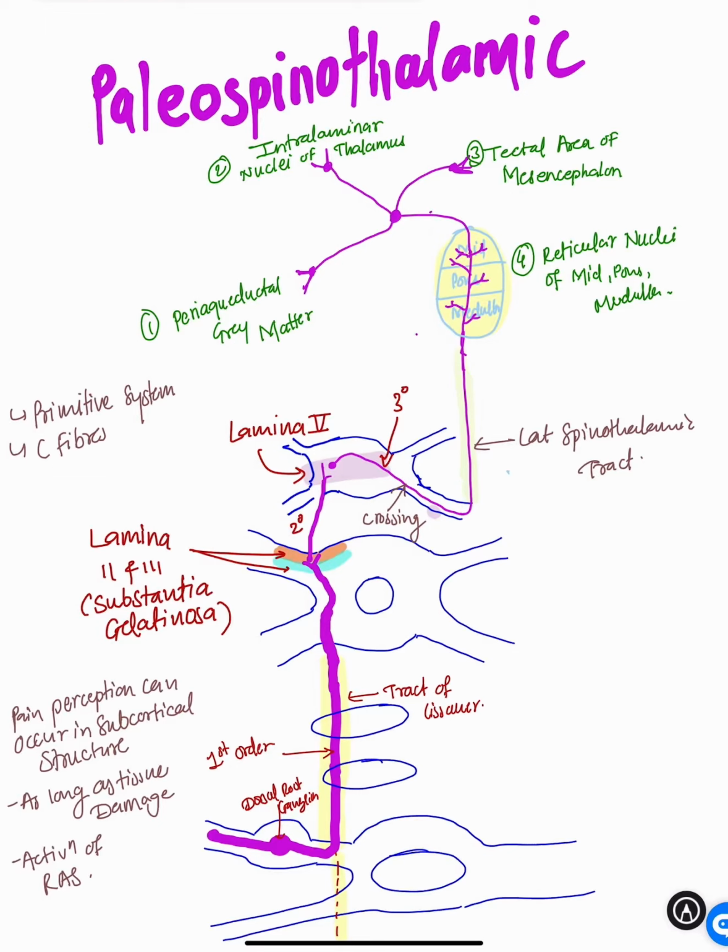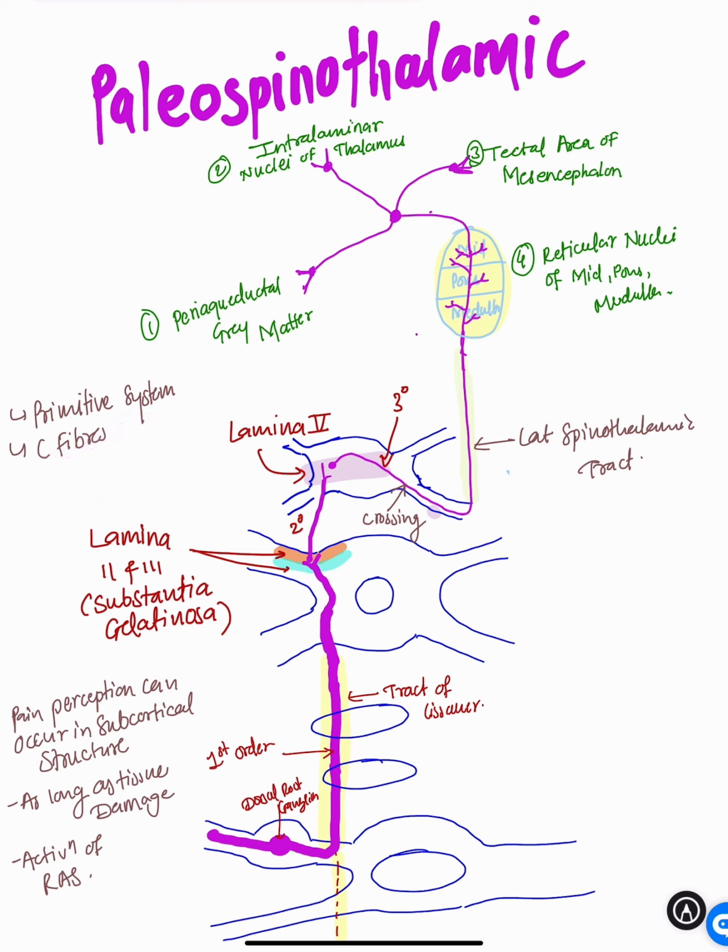Okay, so now let's learn about the paleospinothalamic pathway, which is a slow pain pathway. So what is slow pain? Slow pain is a burning sensation which is felt as long as there is tissue damage. Okay, and it is a primitive type of pain transmission system, and pain is carried by C fibers, which have a diameter of 1.5 to 2 microns.